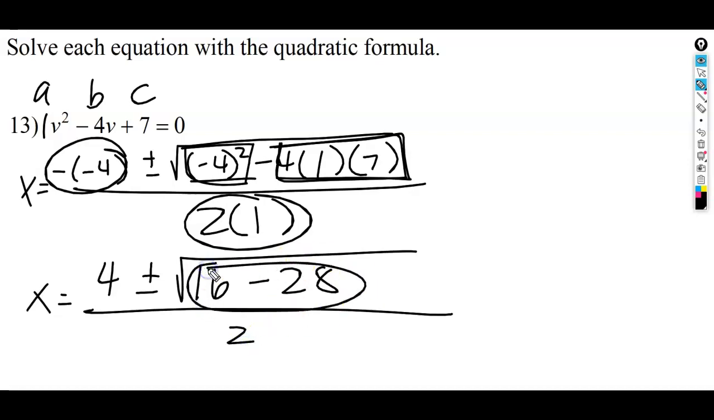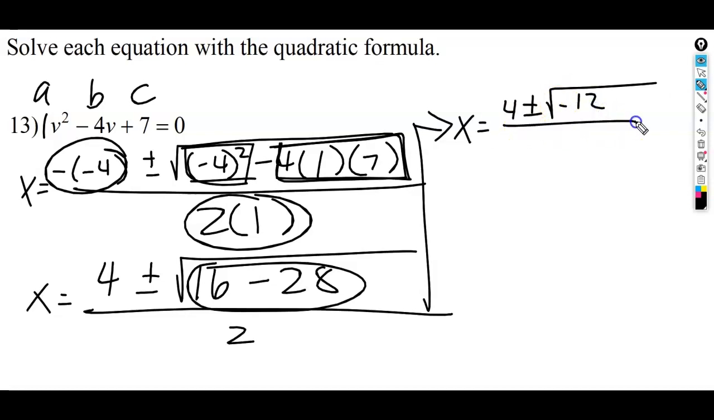We can continue simplifying underneath the square root by subtraction there. It's going to end up giving me 16 take away 28. That's 12, I think, -12. Okay. Sometimes at this point, you're all done. If you can't simplify your square root anymore, then you would stop. But in this case, I actually can.